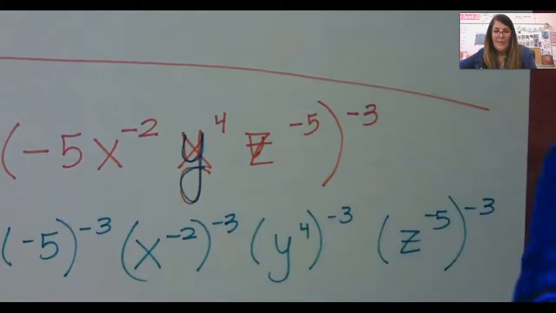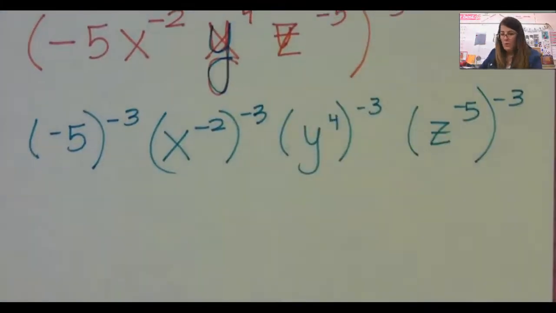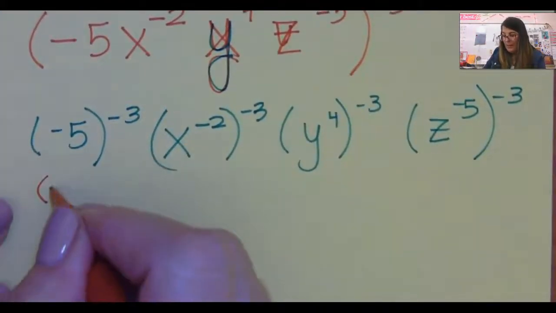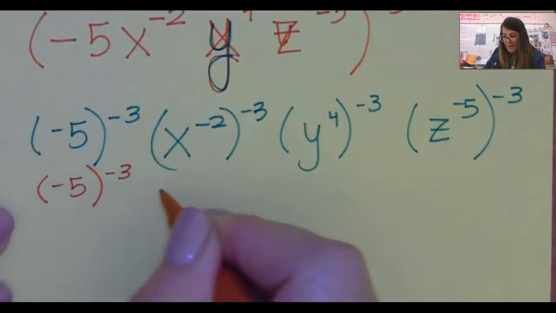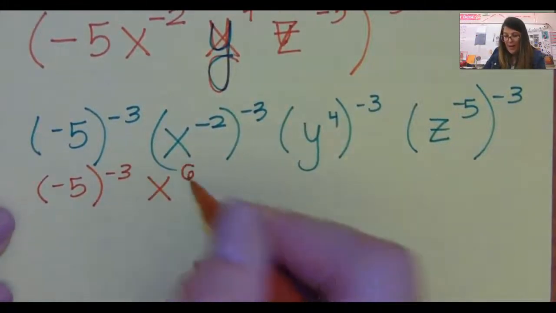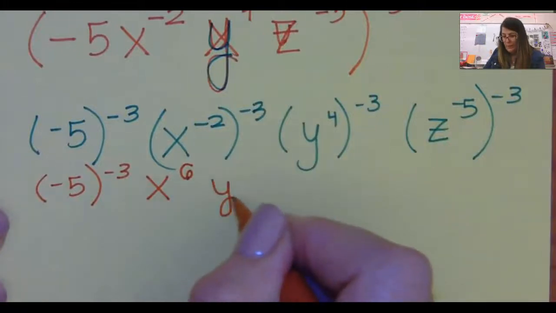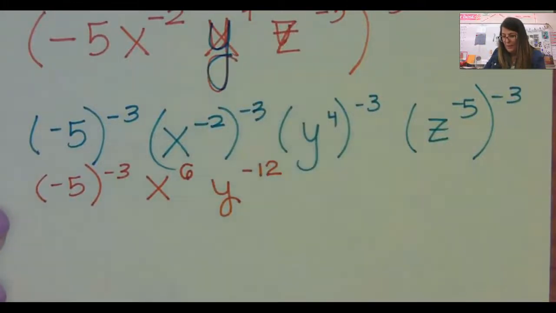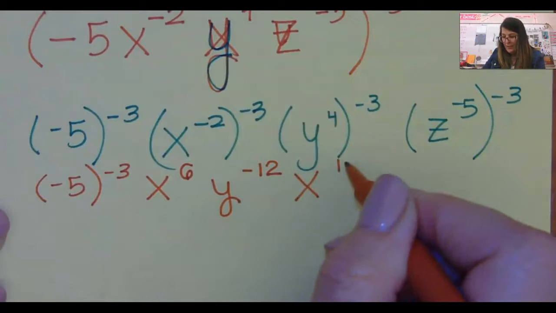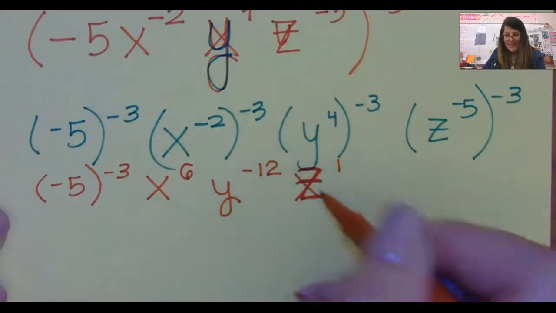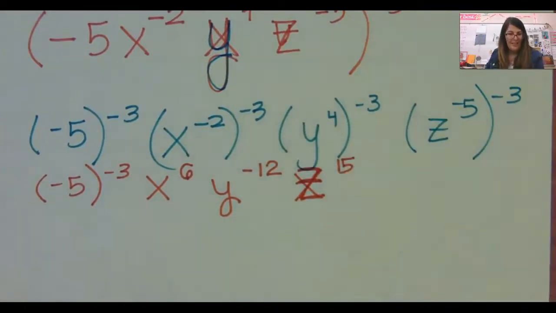So now that's my first step, right? Now I'm going to say, well, gosh, this is going to be negative 5 to the negative 3, x to the positive 6, because I'm multiplying those exponents, y to the negative 12, and z to the positive 15th.